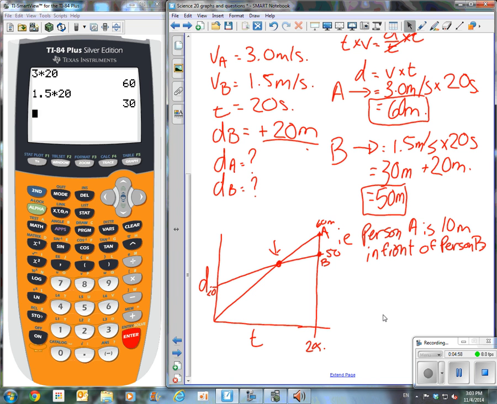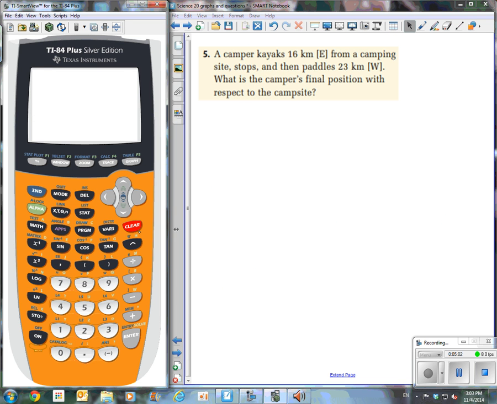All right, so let's try our next question. A camper kayaks 16 kilometers east from a camping site, stops, and then paddles 23 kilometers west. What is the camper's final position with respect to the campsite?